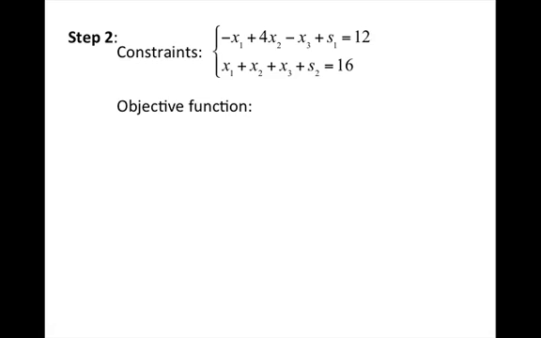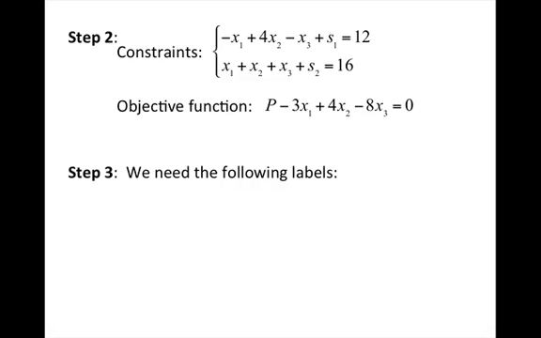Now for my objective function, move your variables to the other side with the p, and they change signs. So I have p minus 3x sub 1 plus 4x sub 2 minus 8x sub 3 equals 0. Next, we determine which labels we need. Well, I always start with my basic variable, and then I have a p. This time I have 3 x's, 2 slack variables, and then I'm going to end with my right-hand side.